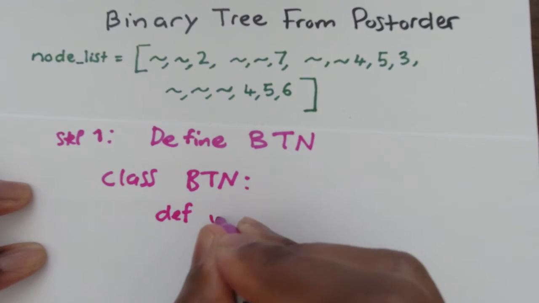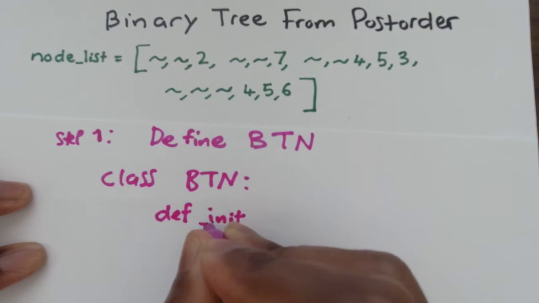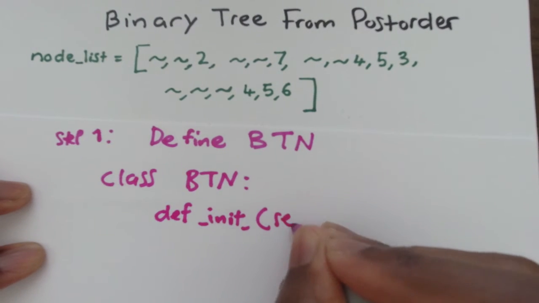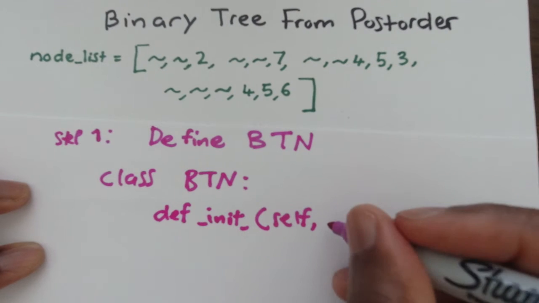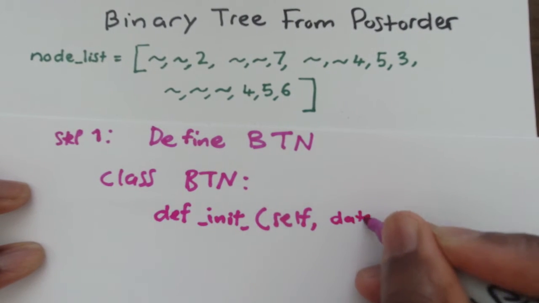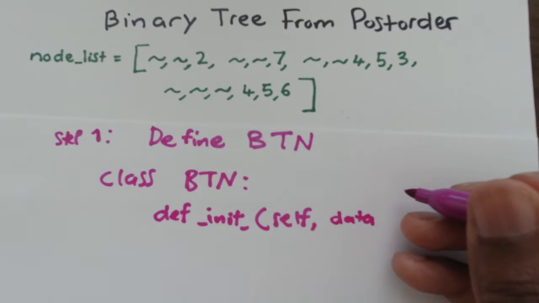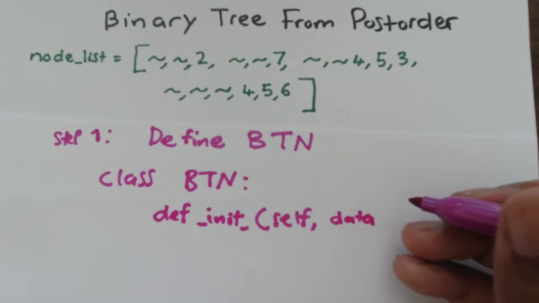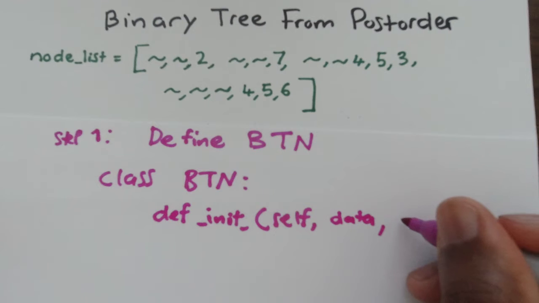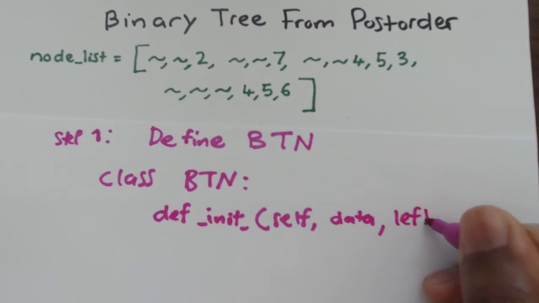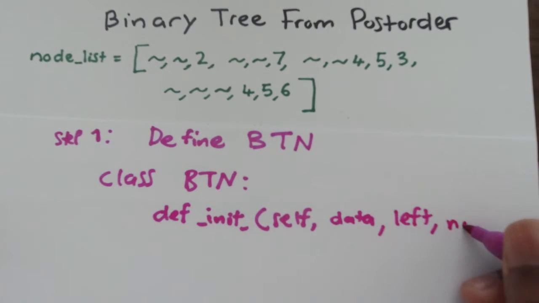And in our init, we'll take in the pieces of information that we care about. So for each node, we need to take in some data, right? That could be a number, it could be a string. In this particular case, we're looking at a number. And then we need to get a pointer to the left node, and then a pointer to the right node.